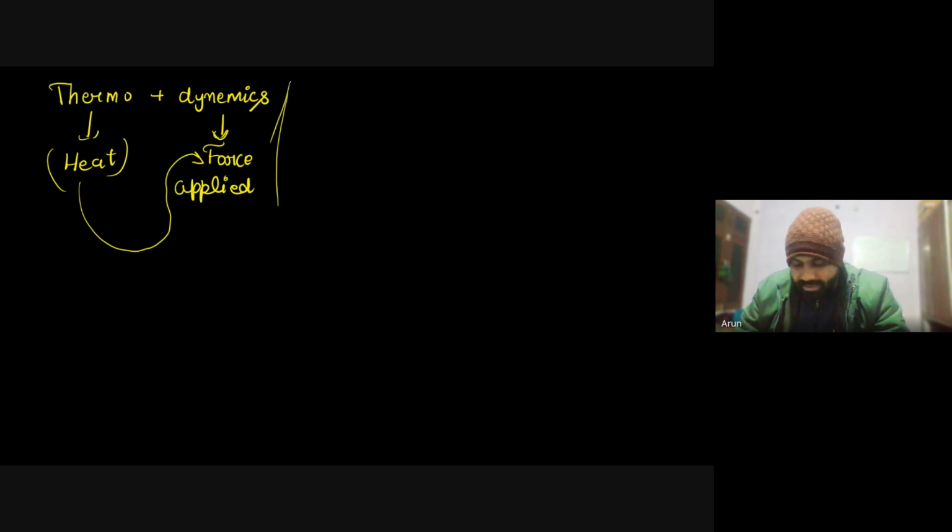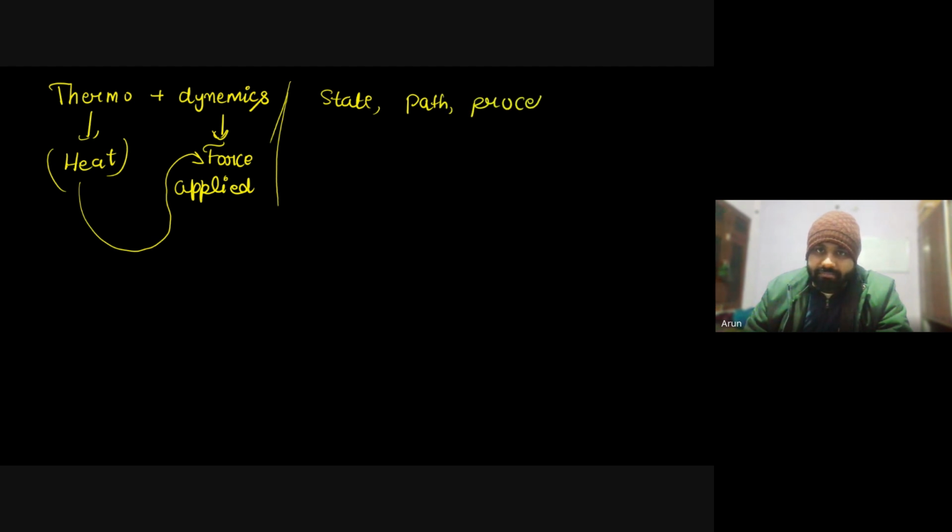In this we have seen what is a state, what is path, what is process, and how many types of process we have. We have two types of process, reversible and irreversible, cyclic also.